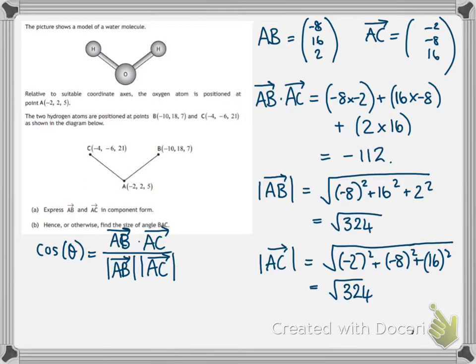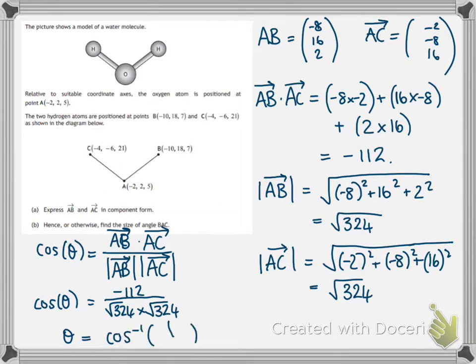Okay, again, don't need to worry about simplifying your surds there because we're just going to substitute them into our formula. Alright, so I can have cos theta and then substitute my numbers in. So -112 over root 324 times root 324. And again, I'm just going to go straight to doing cos inverse of all of that. I'm getting a bit lazy, so I'm just going to do that.